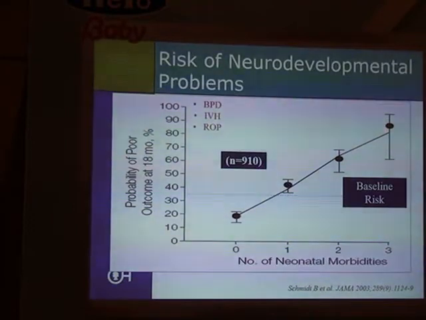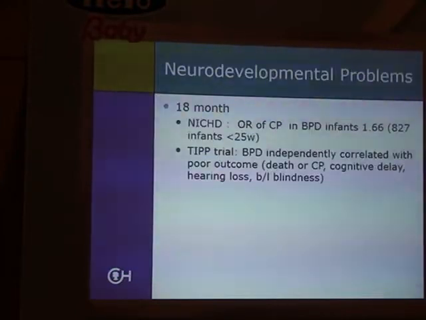Each comorbidity that you add on increases your risk of having a poor outcome. So if we can stop at having bad lung disease and prevent IVH and ROP, we're doing a great service for quality of life for these infants. So it's not enough to just think of stopping BPD and stopping prevention. If we do cause injury to the lung, but we can stop ROP or bleeds from occurring, then that's huge.